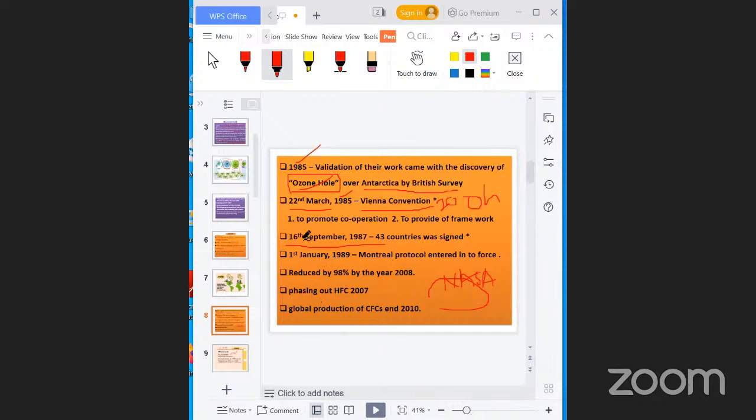Because it was signed on 16th September, every year we celebrate it as International Ozone Day. So that is the 16th September, the International Ozone Day. The Montreal Protocol entered into force on 1st January 1989.